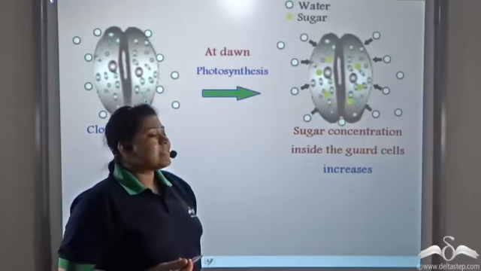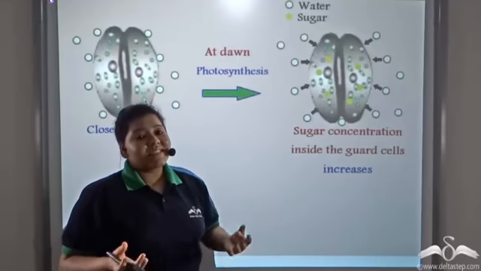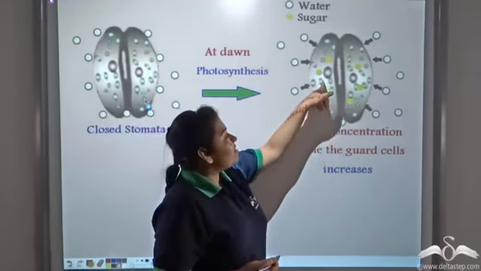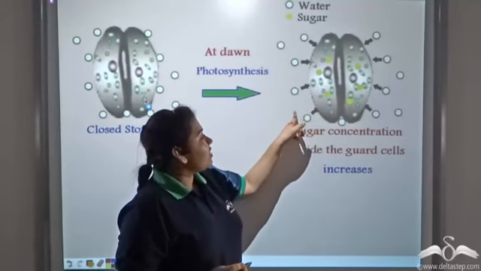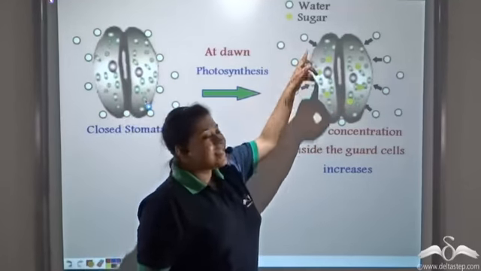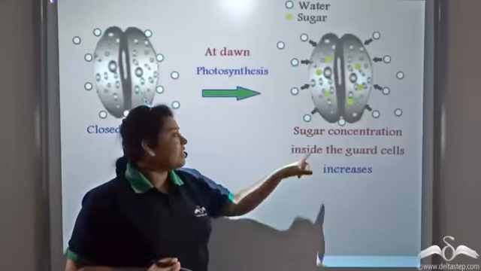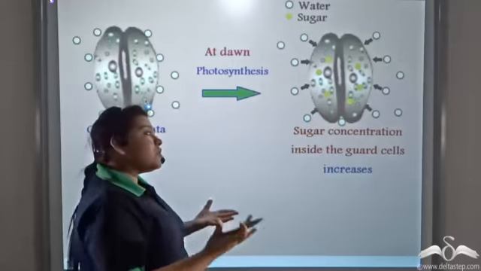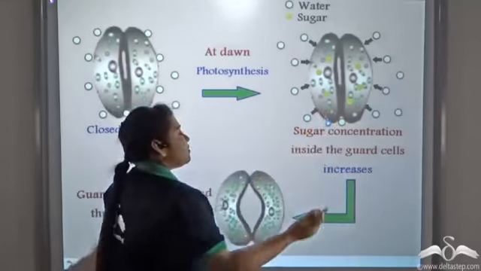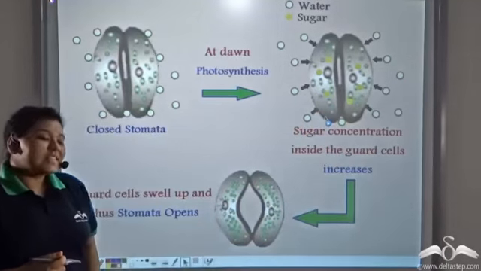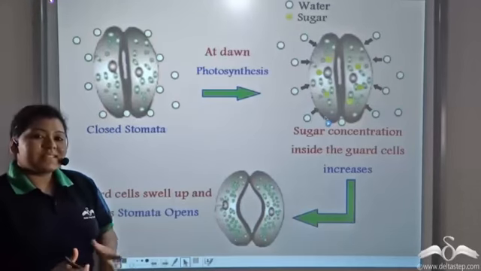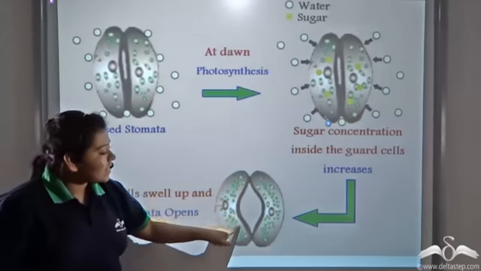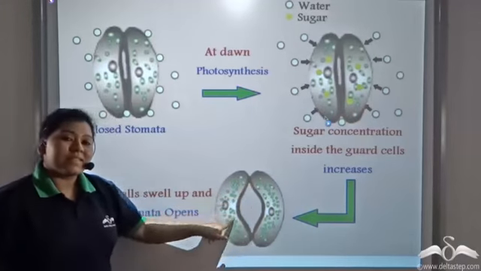Now, see, the sugar concentration inside the guard cells increases, and since the concentration increases, water from the adjoining cells diffuses inside the guard cells. Now, just like the raisins which swelled up because of the diffusion of water inside, similarly, the guard cells swell up or become turgid, and that is how the stomata opens.